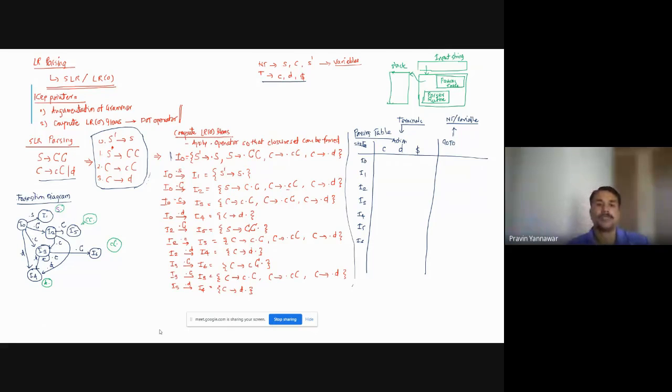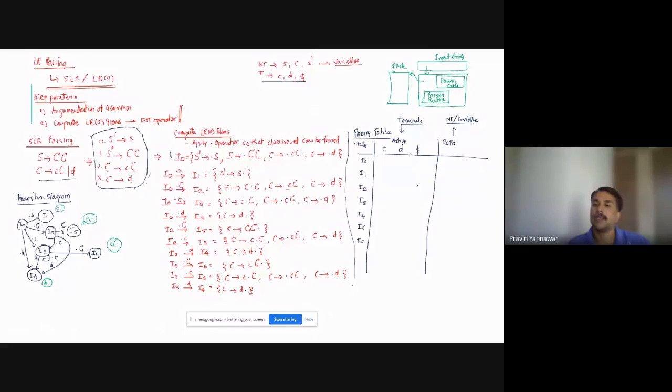Right? So what does it mean once you have come across a situation like I1, S dot? The dot means you have completely reduced it. So ultimately dollar is in the follow, because you're expecting some input from the dollar, since dollar is in the follow of S, and S is the start symbol. So to represent that, we need to have dollar here. So dollar is the accept.